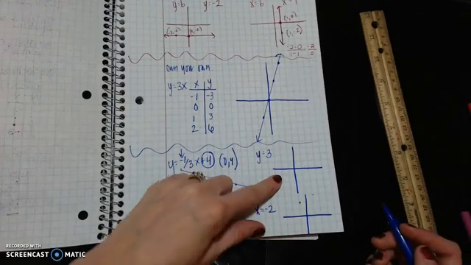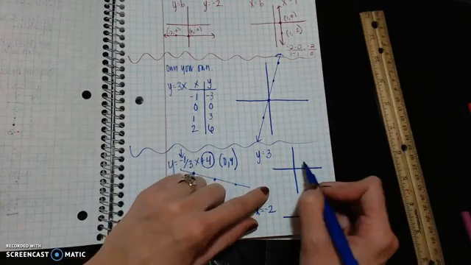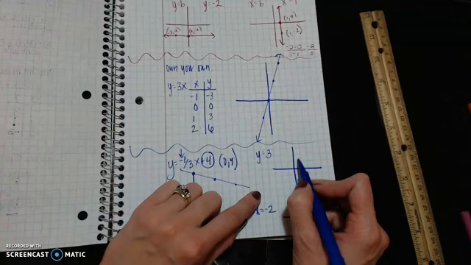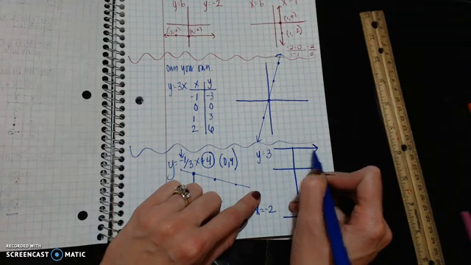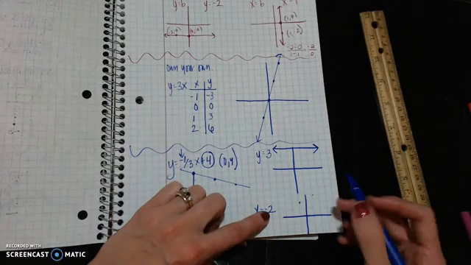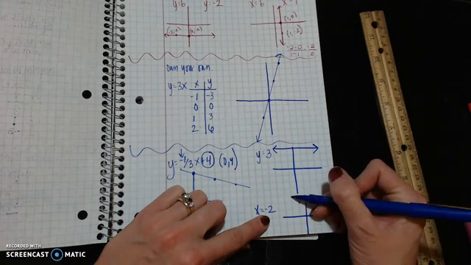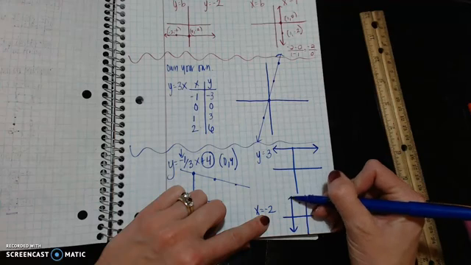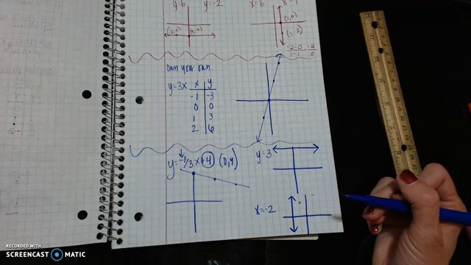Okay, so this one, it says y equals 3. That means every single y is 3. 1, 2, 3. There's your line. There's no change in the y, so it's just a straight line. This one, it says x equals -2. That means every single x is -2.